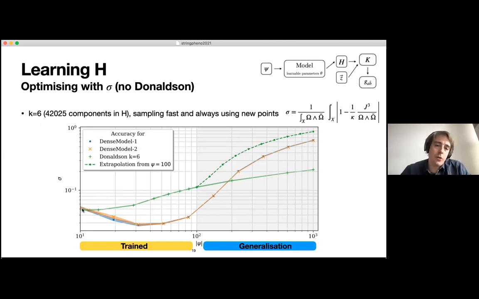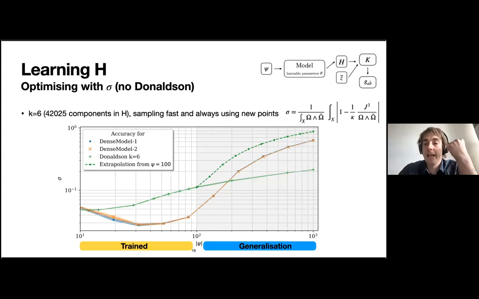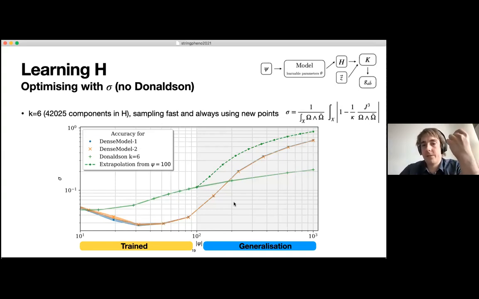What I'm showing you here are the sigma accuracies that our network achieves in this range. And in comparison, here are the accuracies that you achieve when you run Donaldson's algorithm at the same level of accuracy. Interestingly, we can also test how well it is performing outside of this area, and you see that it still generalizes well. Obviously, it deteriorates at some point.